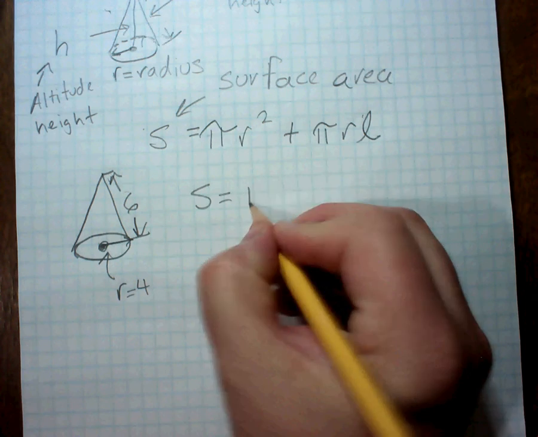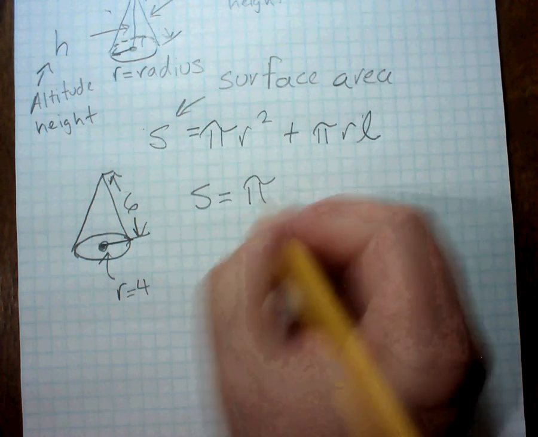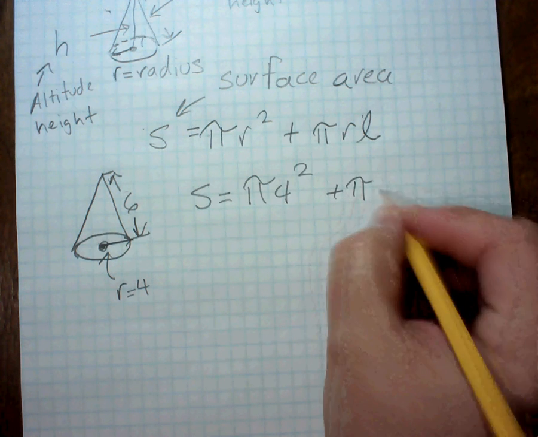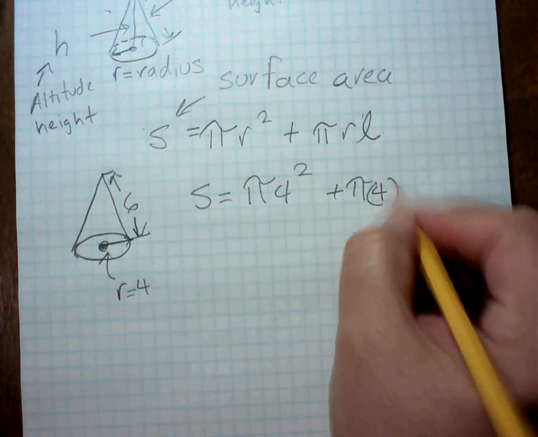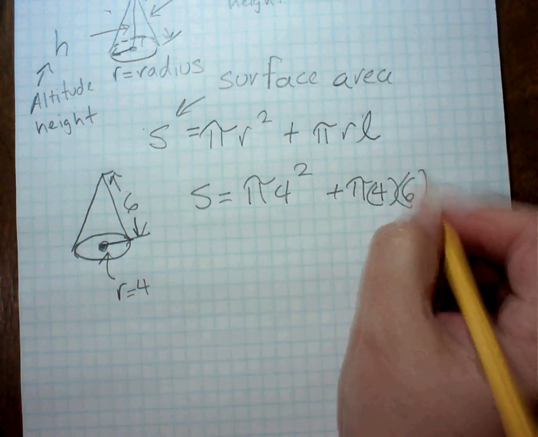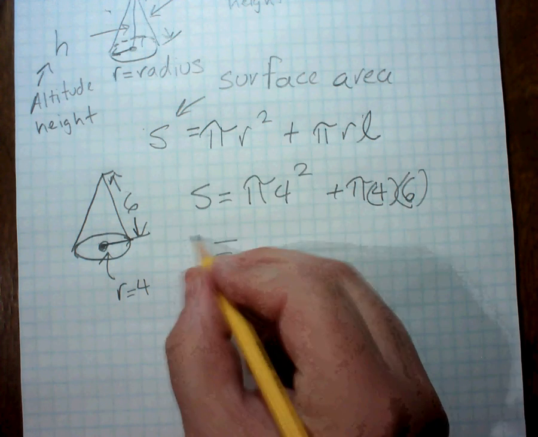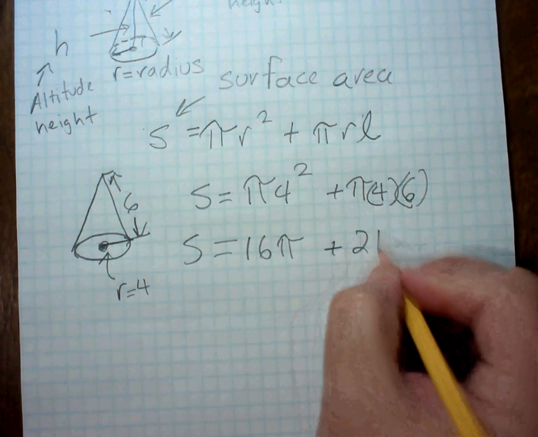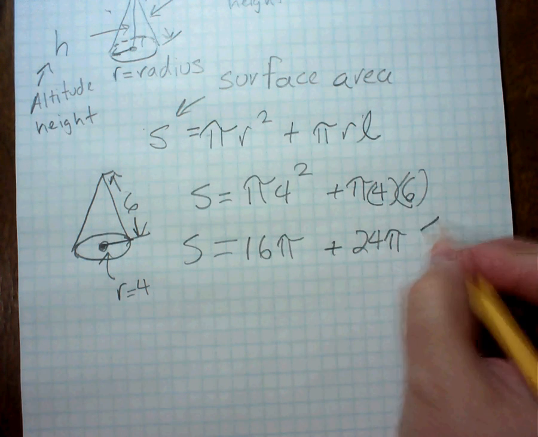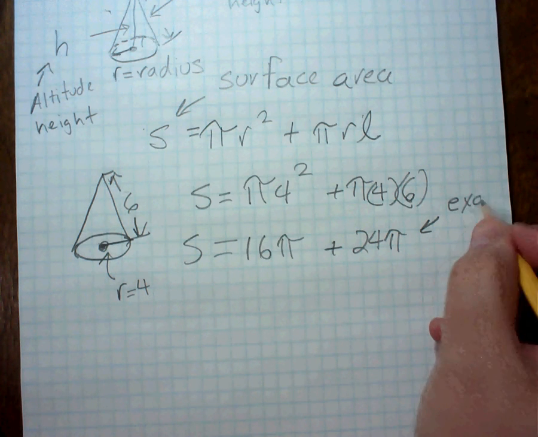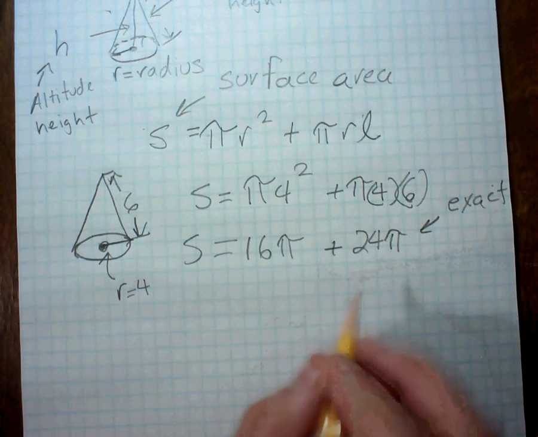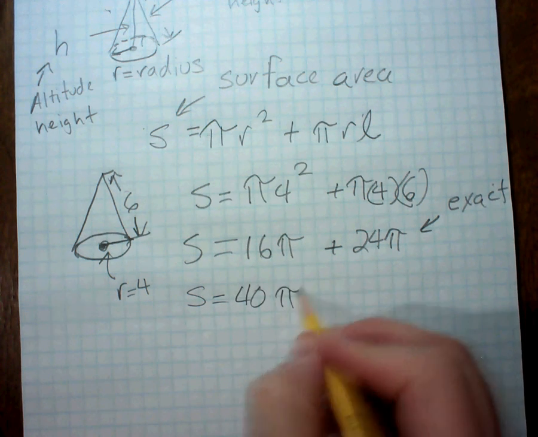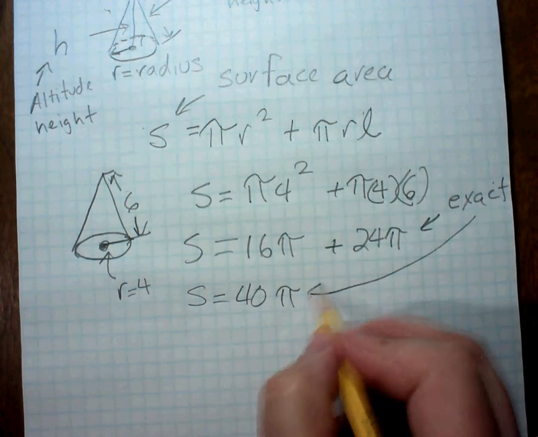So I would get pi times r squared. R is equal to 4, so it'd be 4 squared plus pi times r, which is 4 again, times 6, which is the slant height. So this would be 16 pi plus 24 pi. Remember, that's what we call the exact value. Actually, we should probably add that up. It would be 40 pi. That's also the exact value.